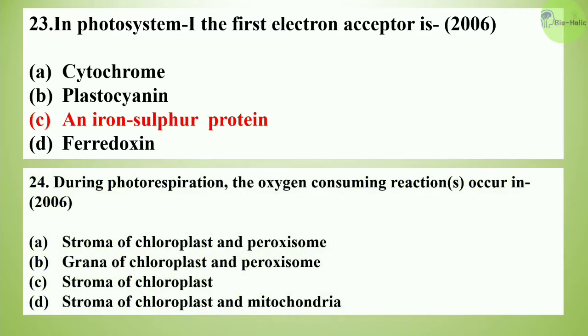Next question is during photorespiration, the oxygen consuming reactions occur in stroma of chloroplast and peroxisome, grana of chloroplast and peroxisome, stroma of chloroplast, or stroma of chloroplast and mitochondria. The answer will be stroma of chloroplast and peroxisome.